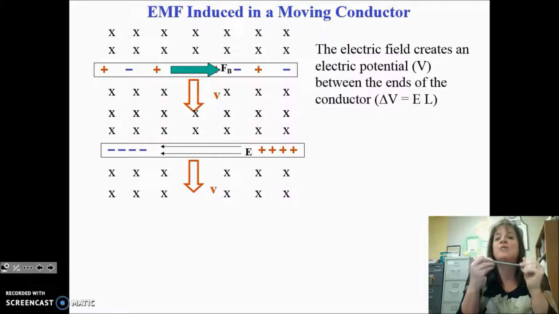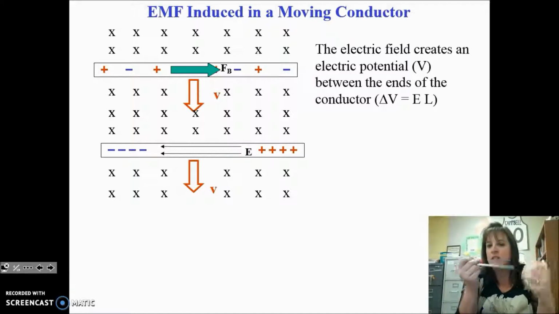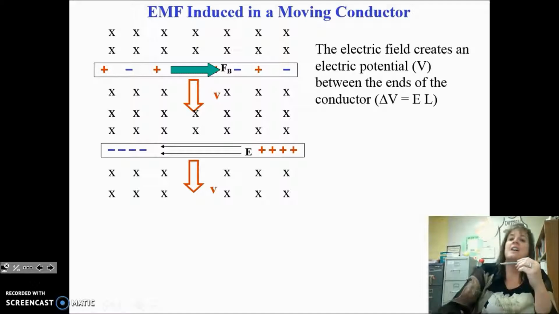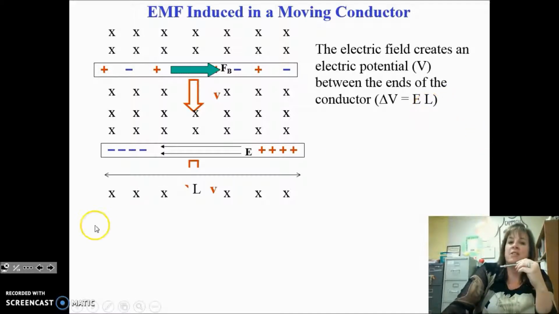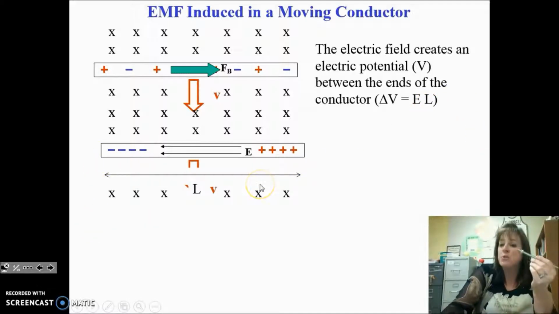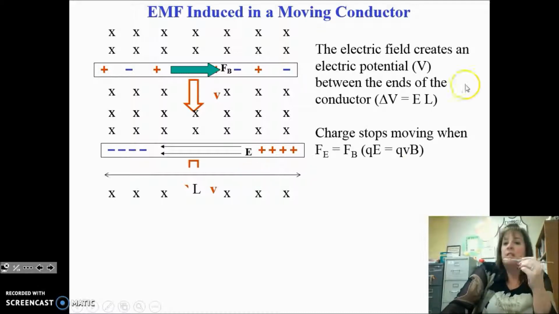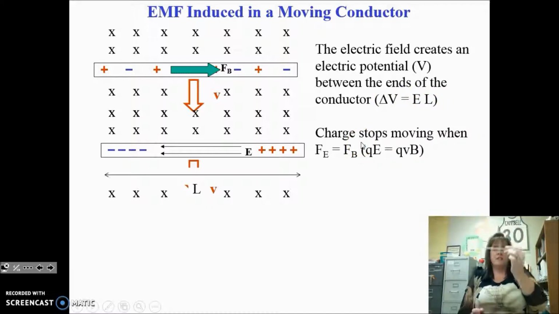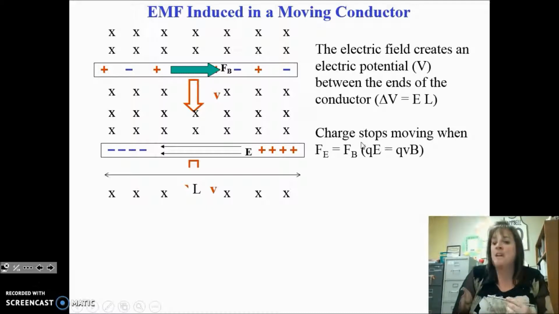Now, if you remember back to electrostatics, that voltage, that electric potential, is equal to the electric field strength times the distance. So we had it as ΔV = E·Δx. But if we think of it in terms of length, because the length of the bar is the separation between my charges, then I have the voltage is equal to the electric field times the length. Now, as long as I'm moving this, the charge will stop moving when that electric force and the magnetic force are the same.